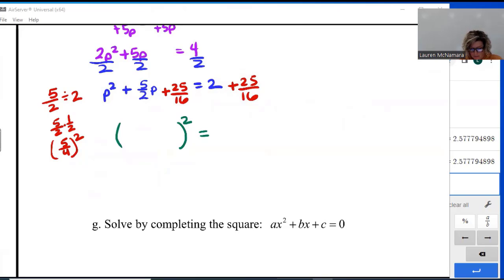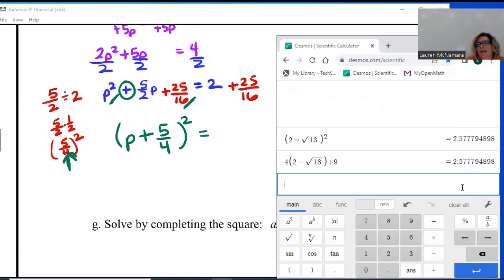So now here, my first term, what's my first term going to be? P. What's my sign going to be? Plus. What did I square to get that 25/16? It's right here. That's what I was saying. As long as you're writing it, it's going to be right there on your paper. So I have 5/4. Now I have to add 2 plus 25/16. You really need to keep that as a fraction.